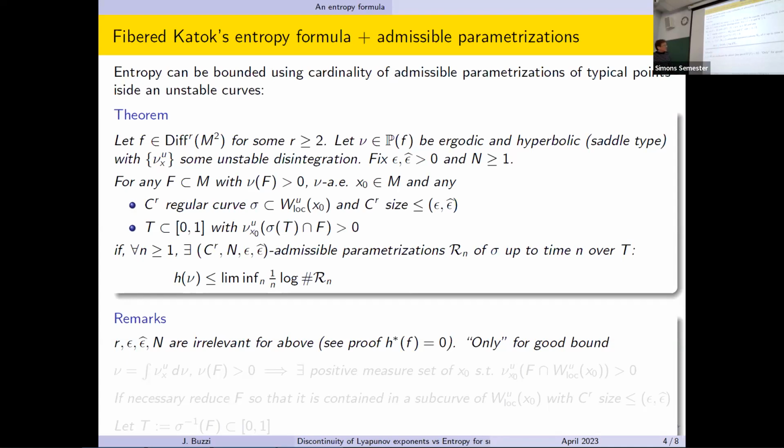Here it's what is here. So we speak about CR size. Why? Because we want to be able to say what we want. Maybe here we don't need this family of parameterizations, smaller and smaller. This script R, and this is just for any you choose.